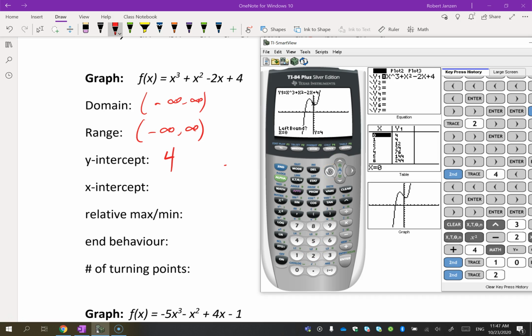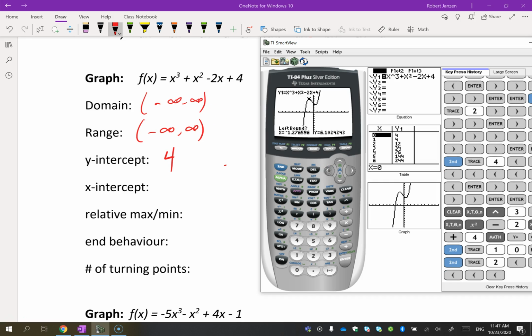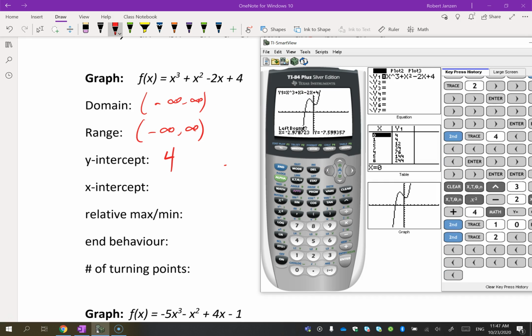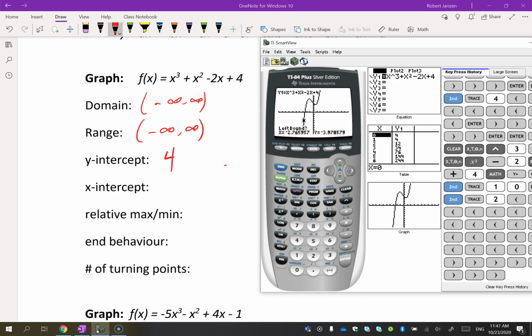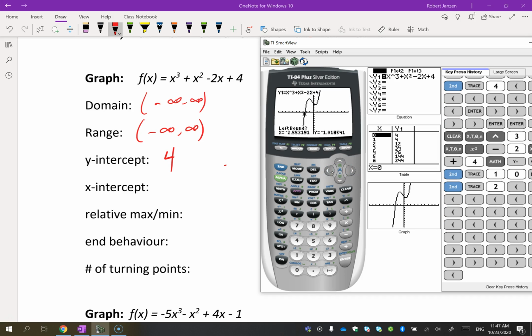Okay, so we have to give it a left bound. Got to go to the left side. Now, oops, I went a little too far. Left doesn't always mean below. It means if you think about where the x-axis is and where the x-intercept is, the left bound has to be to the left of the x-intercept.